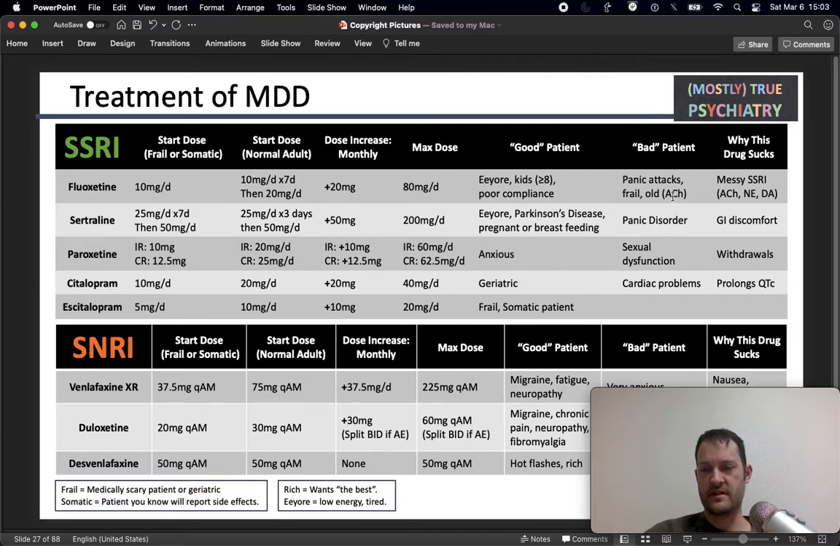It's not like a pure SSRI. So it's anticholinergic, which is bad for old people. Norepinephrine, dopamine starts getting hit. So those all cause more side effects. Sertraline, everybody starts at 25 milligrams a day.